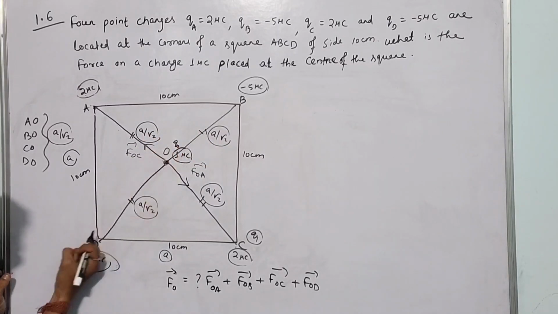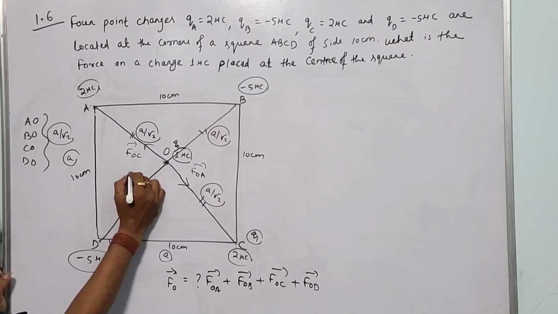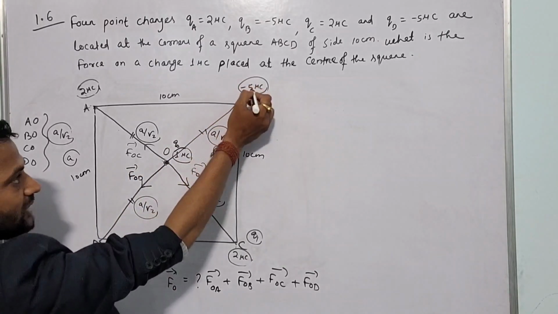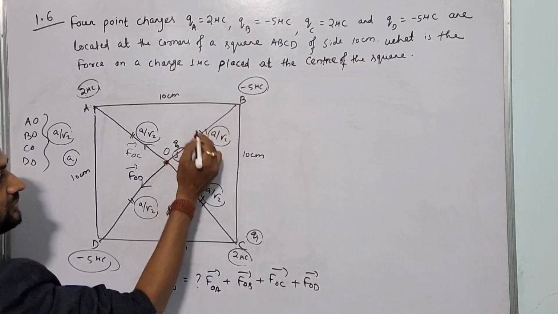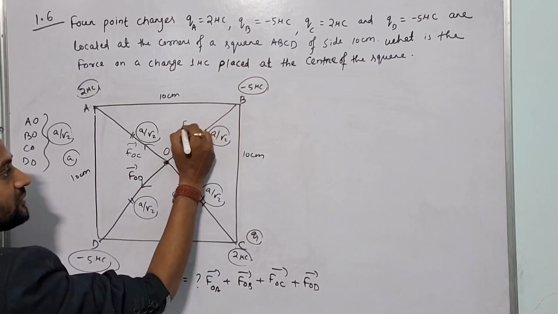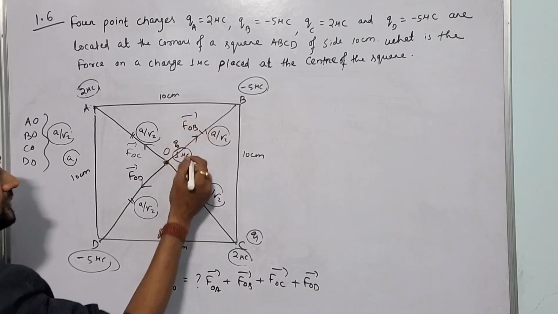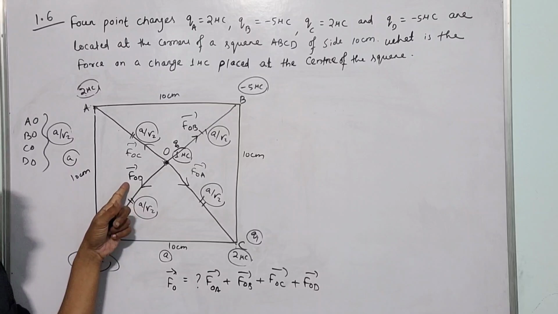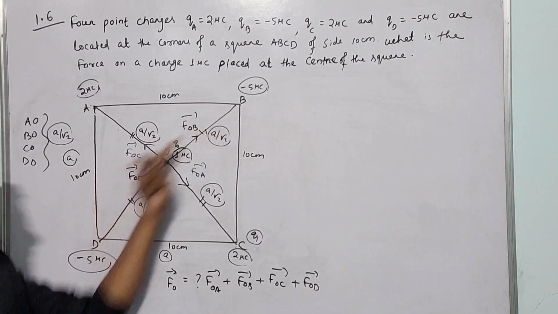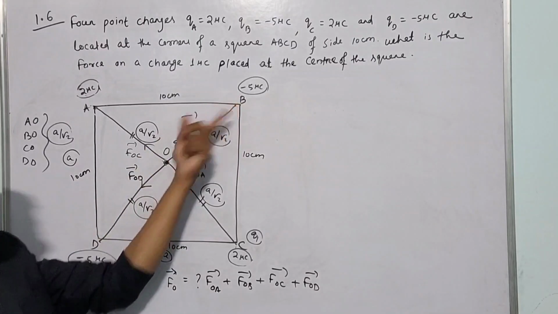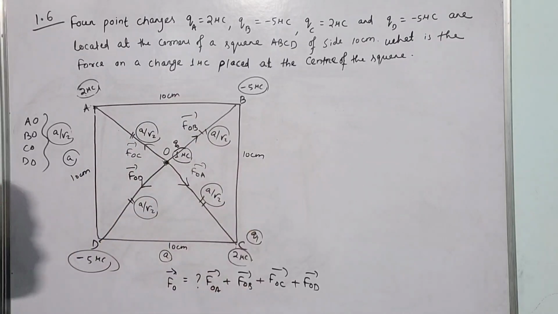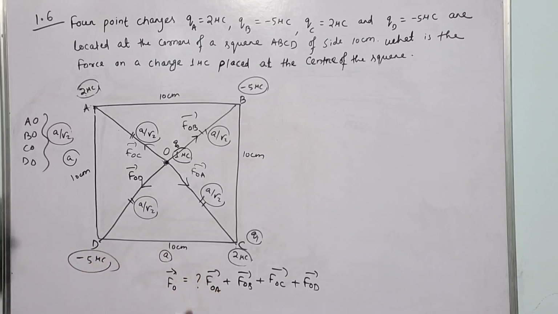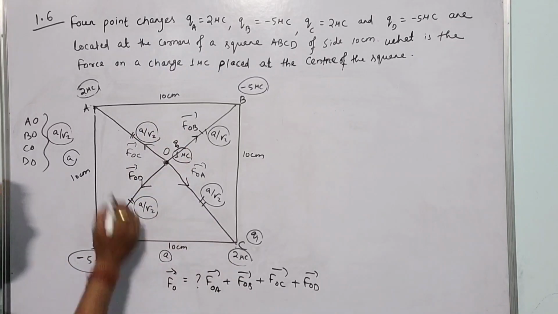What will be the direction? That -5 microcoulomb will attract that 1 microcoulomb, meaning force on O due to D, and here -5 microcoulomb will attract that 1 microcoulomb, meaning force on O due to B. Force on O due to B will be equal to force on O due to D. Magnitude is the same, direction is opposite, so what is the net force? Net force along this axis will be 0. So what is the overall force? 0. So without calculating the magnitude of the force, we can get the answer, because the distance is the same.